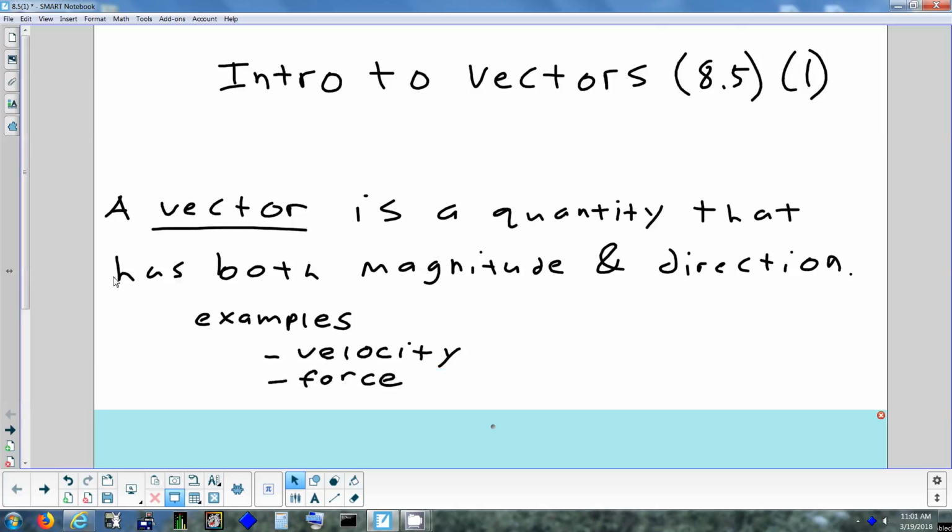Another example you can use vectors for, you probably did that in physics, is force. With force, the magnitude would be how hard you're pushing or pulling, whatever kind of force you're exerting on something. And the direction is which way you're pushing. So there's a difference between me pushing down on this table with 50 pounds of force or pulling up on the table with 50 pounds of force. It's a different direction.